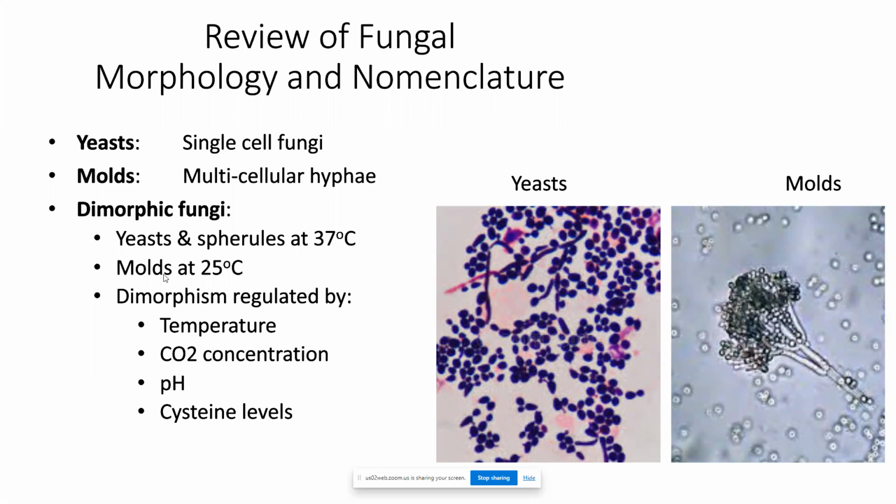And you can have dimorphic fungi. They can be yeast and spherules at 37 degrees inside of us, but out in the wilderness, in the forest, and in the soil where a lot of these infectious agents come from, they're in the form of molds. They're molds at 25 degrees centigrade, yeast and spherules at 37. They're dimorphic based on temperature, how much carbon dioxide is around, pH, and cysteine levels. These are all things that influence the morphology. Here's a nice little picture of some yeast, and this might be a mold form.